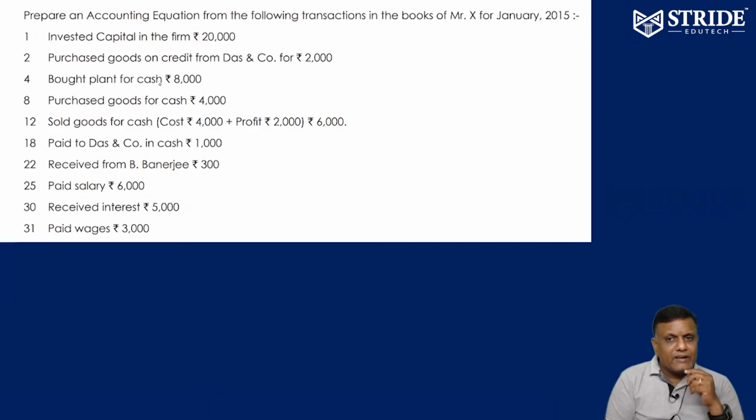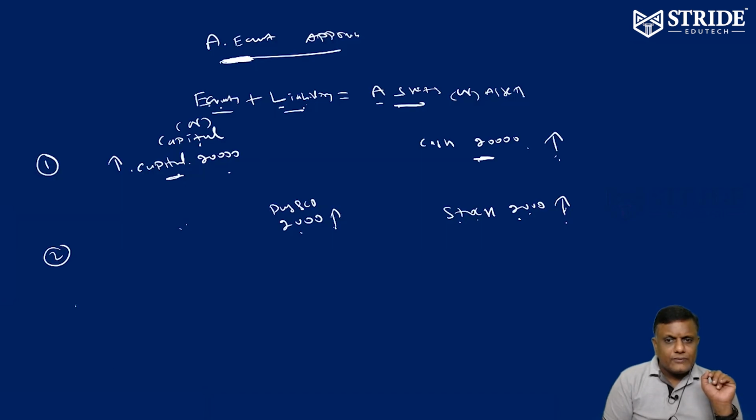Let's see 4. Bought plant for cash 8,000. Here two elements: plant comes in, asset increases; cash goes out, asset decreases. So plant asset increases by 8,000, cash asset decreases by 8,000. These two things come under the asset column only. So, the third entry: plant comes in, asset increases by 8,000.